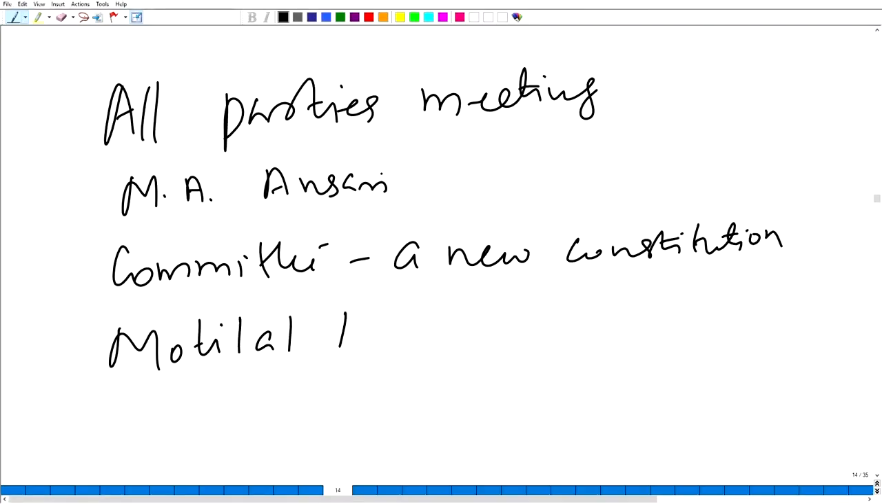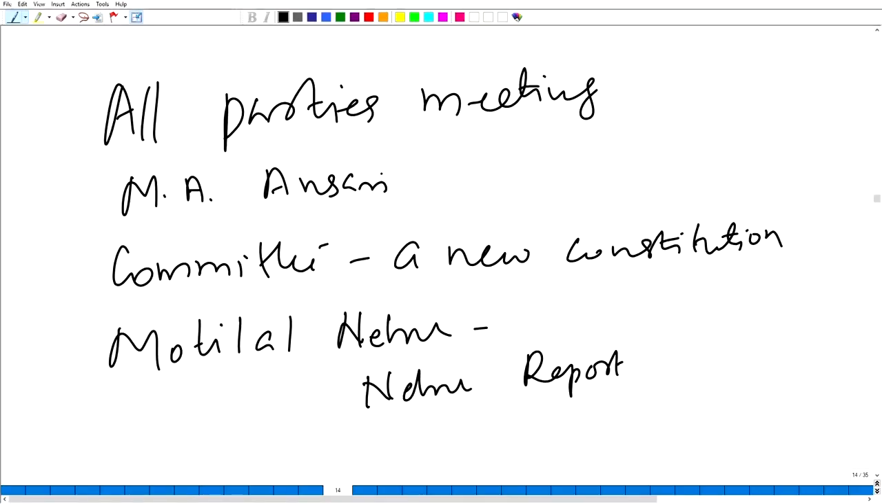Motilal Nehru was appointed as the chairman of this committee, and this committee submitted its report. This report came to be known as the Nehru report. The all party meeting entrusted Motilal Nehru to prepare a future constitution for India. This committee was headed by Motilal Nehru, that is why this report came to be known as the Nehru report.